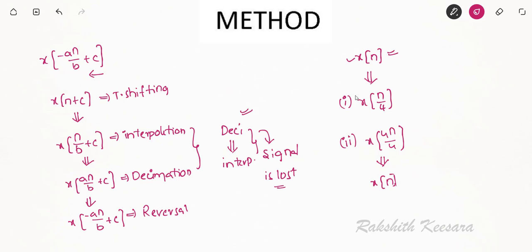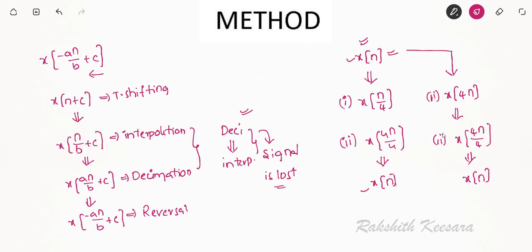Now observe these two signals, whether these two signals are same or not. After this, do these same operations in another manner, that is, first perform decimation, do x of 4n. After this, perform interpolation, that is, do x of 4n by 4. Mathematically, this should also be equal to x of n. Now check both signals, whether these two are same or not. After doing this, you will understand why the order is interpolation and after this decimation.